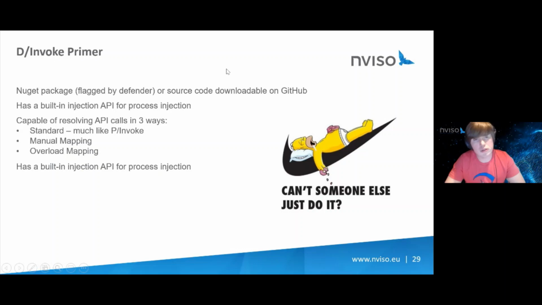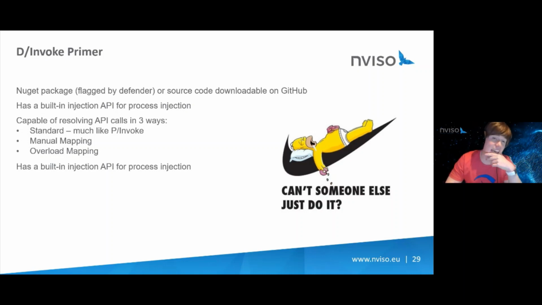So the dinvoke, a bit of a primer. It has a NuGet package. If you're not familiar with NuGet, it's basically a package manager for C#, so you can import libraries from NuGet packages. That's what they call it, just like you would have NPM packages.